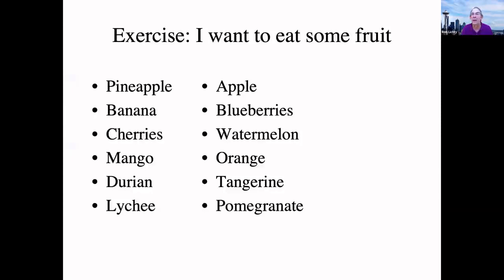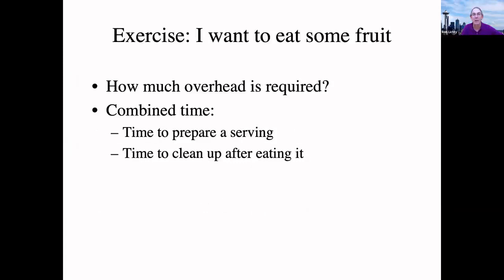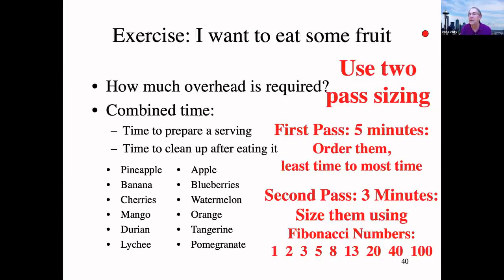And we're going to use all 12 fruit. So when you get into Miro, you're going to bring up the frames. Remember, the lower left-hand corner is a frames button that brings up your frame table of contents, and you're going to pick your group based on which group you're in when you go into the frame. So how much overhead is required, the combined time to prepare a serving and the time to clean up after eating it, and you're going to get 5 minutes to put them in order.